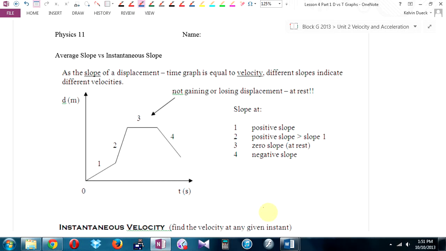It says, as the slope of a displacement-time graph is equal to velocity, different slopes indicate different velocities. Number 1, positive slope. Number 2, positive slope bigger than slope 1, you sped up, going forwards. Number 3, at rest. Number 4, going backwards.